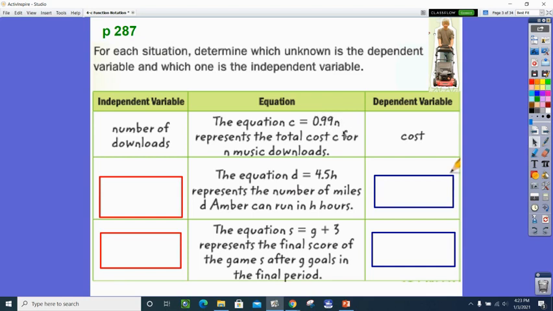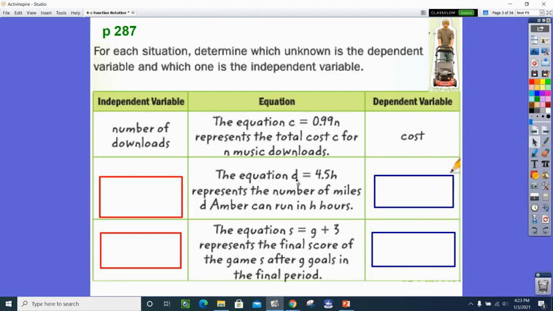So if I only downloaded one song, 99 times 1, my cost would be 99 cents. If I downloaded 2 songs, 2 times 99 cents would be $1.98. So the cost can't happen until you decide how many songs you're going to download. So in this case, the number of songs that you download would be your choice, your independent variable, and the total cost would be the dependent variable, and it waits on your decision.